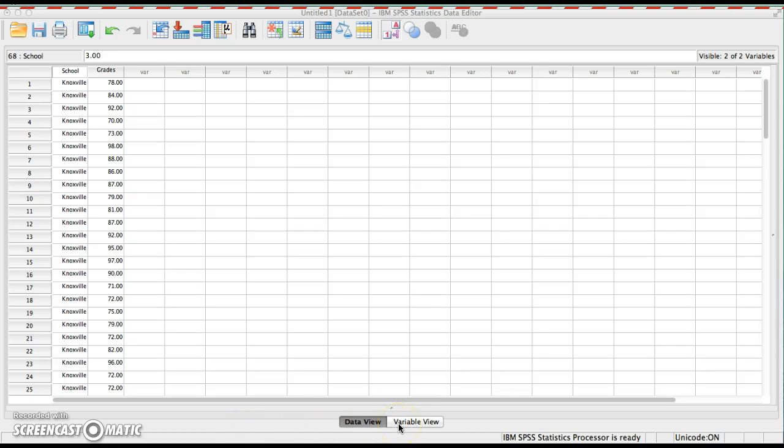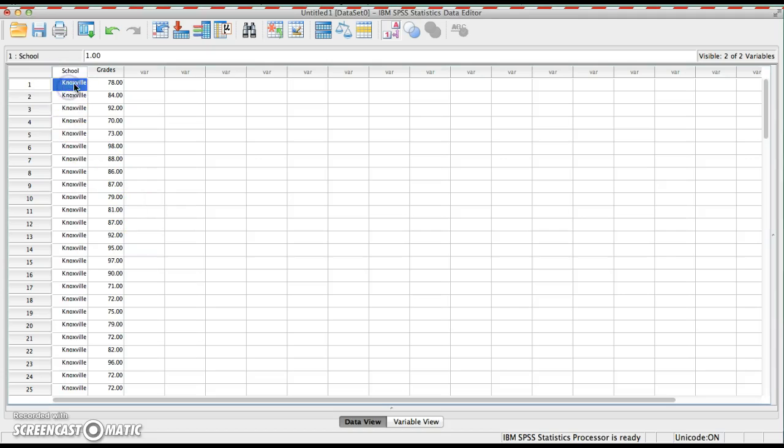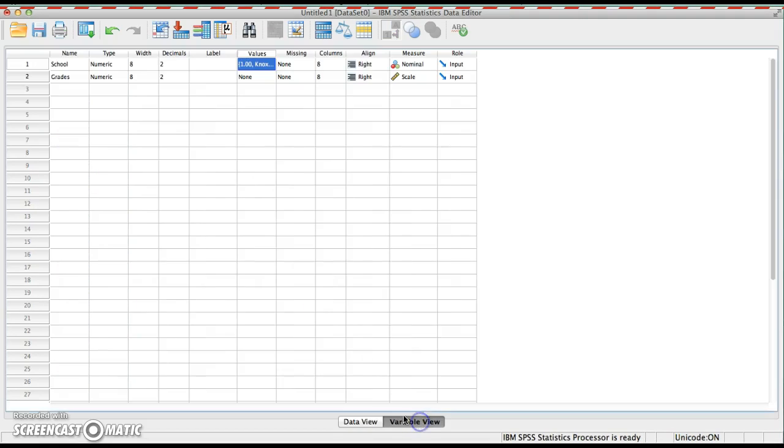Our research question is: are scores on introduction to psychology exams different between the schools in the UT network, Knoxville, Chattanooga, and Martin? So what we've got here is a school variable and a grade variable. And let's look at what it looks like on the backside.